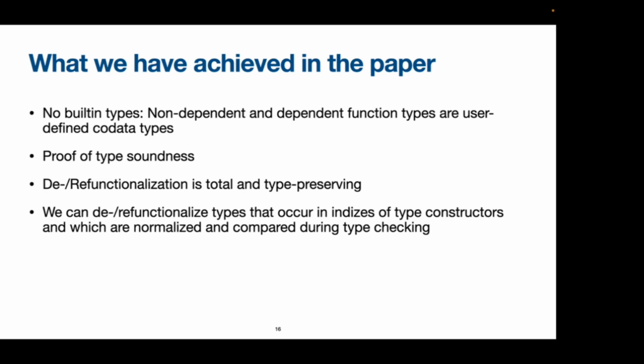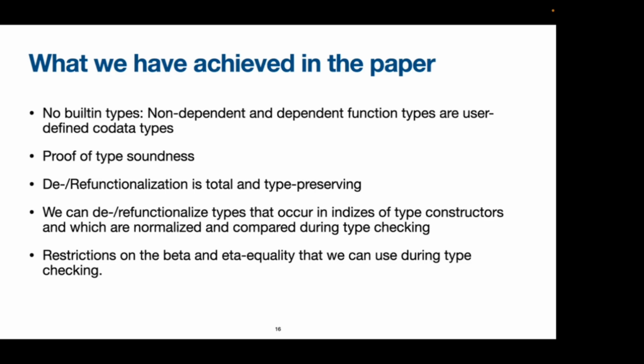We can also de- and refunctionalize any types that occur in indices of type constructors and which are normalized and compared during type checking. In order to do this, we have to apply some restrictions on the beta and eta equality that we can use during type checking.